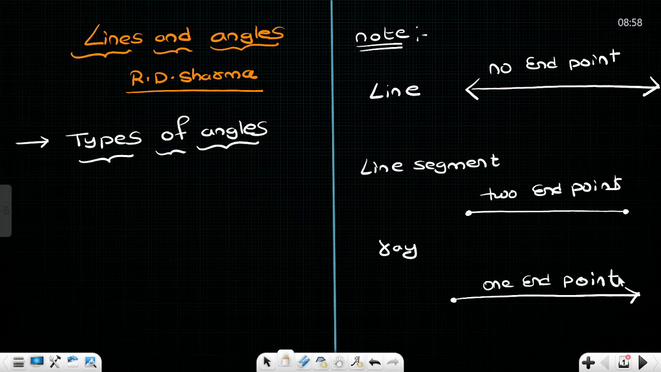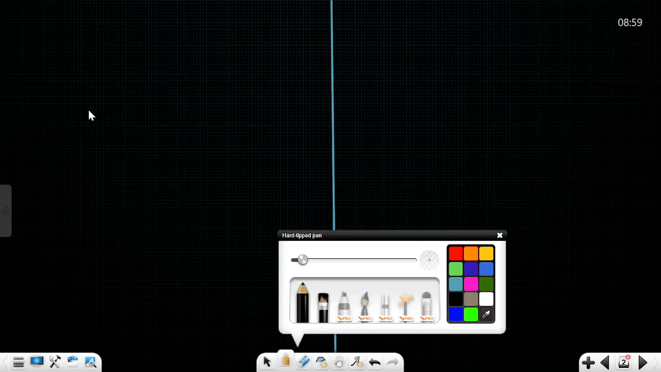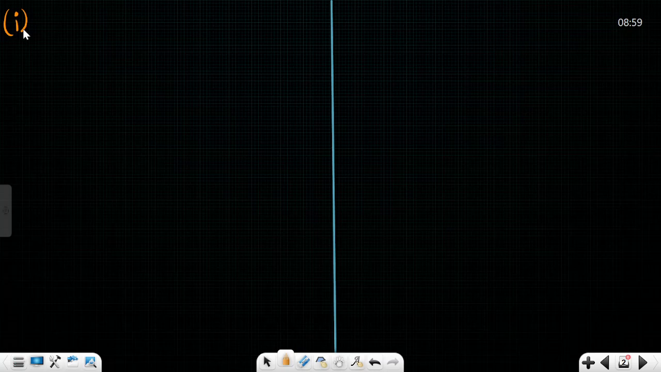One end point for the ray. Clear? Now the first topic of lines and angles is types of angles. In this, the first category we are going to consider is adjacent angles. Adjacent angle, this is the heading.